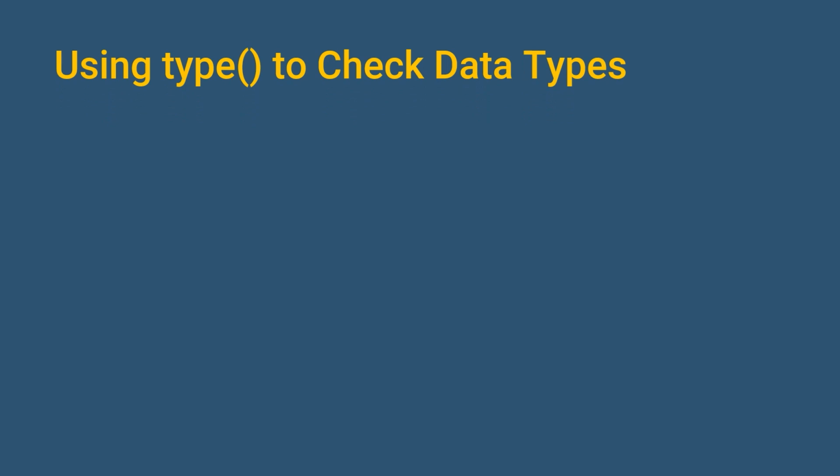Before diving into the discussion on type conversion, let's first talk about the type function in Python. The type function is a built-in Python function that helps us identify what type of data we're working with. It's like asking Python, what kind of data is this? The syntax for using the type function is type(object). Object is the variable or value whose type we want to determine. The function returns a type object that represents the data type of the specified object.